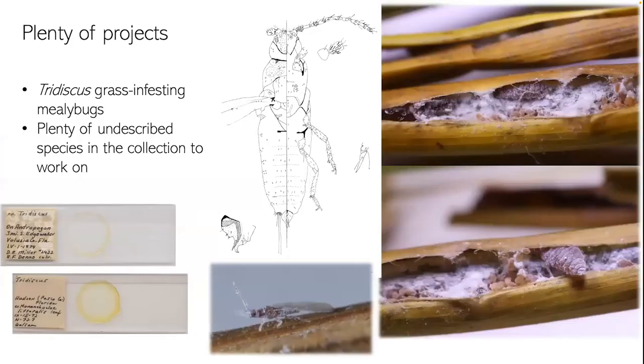So there's plenty of projects sitting in wait. I'm working on grass infesting mealybugs. We had some collected at a nursery, realized that it was an undescribed species. Go into the collection, turns out it was also found in the 80s and has just never been described. So we have a nice series of some new hosts and new localities for that species. Adult males are rarely mounted, but now we have additional slide mounts of adult males for that species to describe.